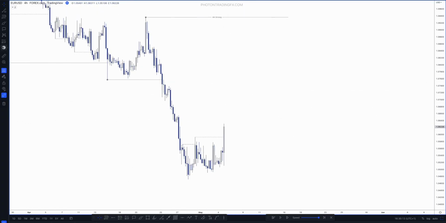I'd probably say it's quite sizable now to classify that as a swing low as well. So now I can draw on my weak swing structure.